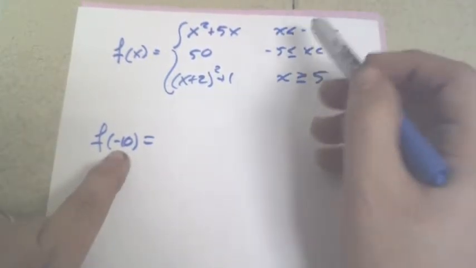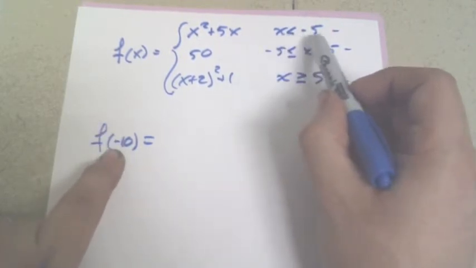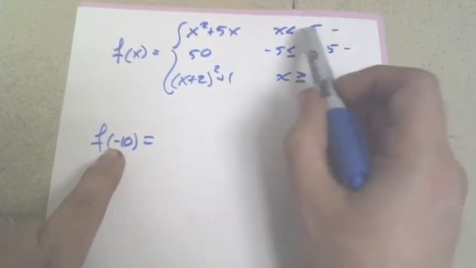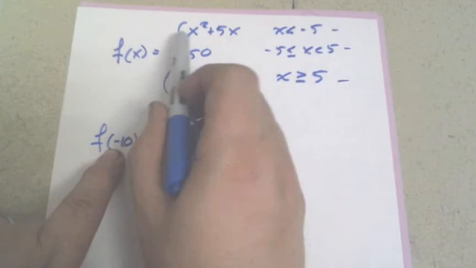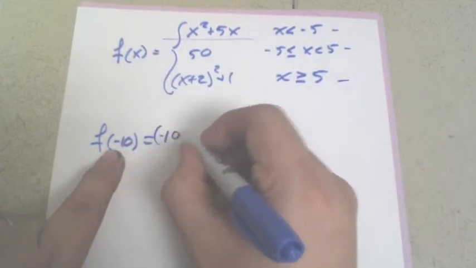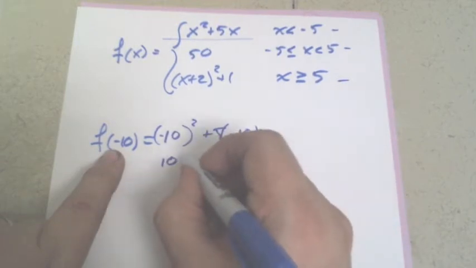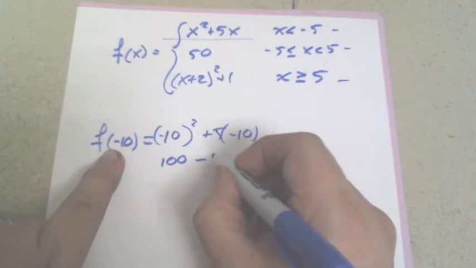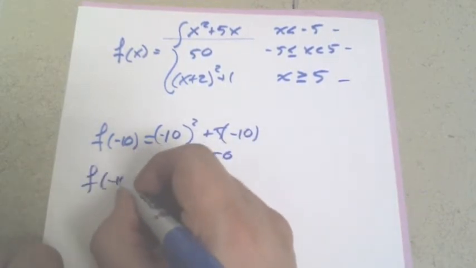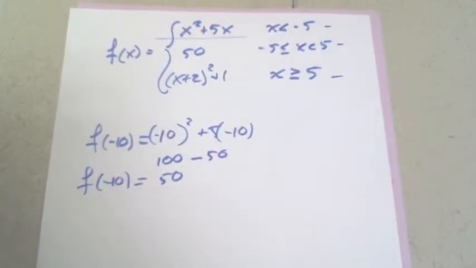This -10 is that x value. Is it less than -5, between -5 and 5, or greater than or equal to 5? Well, it's less than -5. That means we have to use this rule. So -10 squared plus 5 times -10 is 100 minus 50 is 50. So f of -10 is 50. And we ignore the other rules because they weren't meaningful.